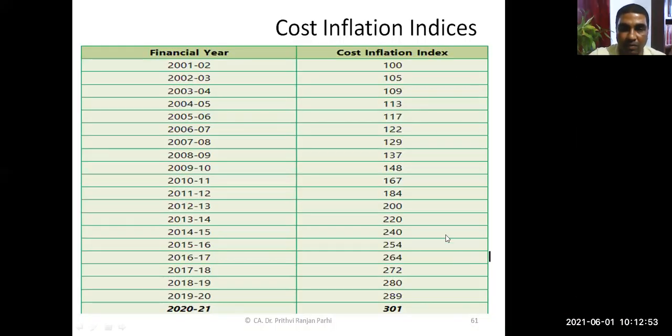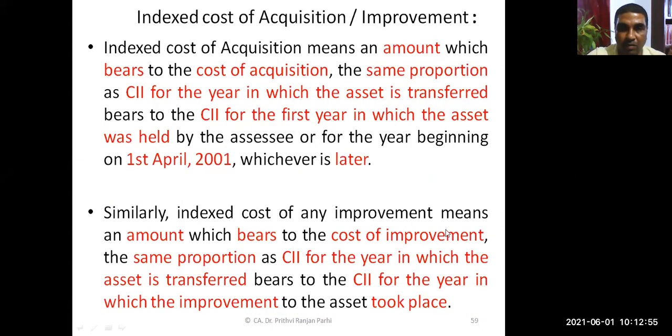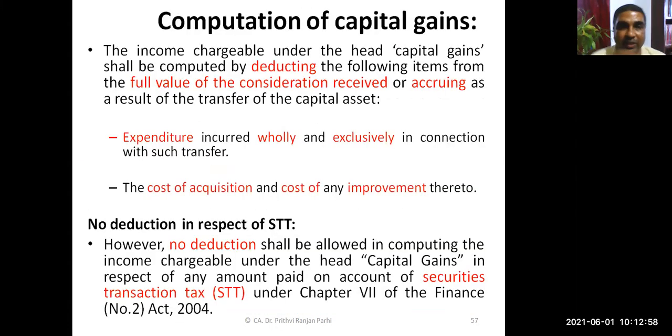Now, friends, that is what I was explaining, the provisions of section 48, what it talks about: that expenditures wholly and exclusively incurred for the purpose of transfer will be deducted. Then cost of acquisition will be deducted and cost of improvement will be deducted. But there is one more provision. No deduction is allowed for STT. STT stands for Securities Transaction Tax.